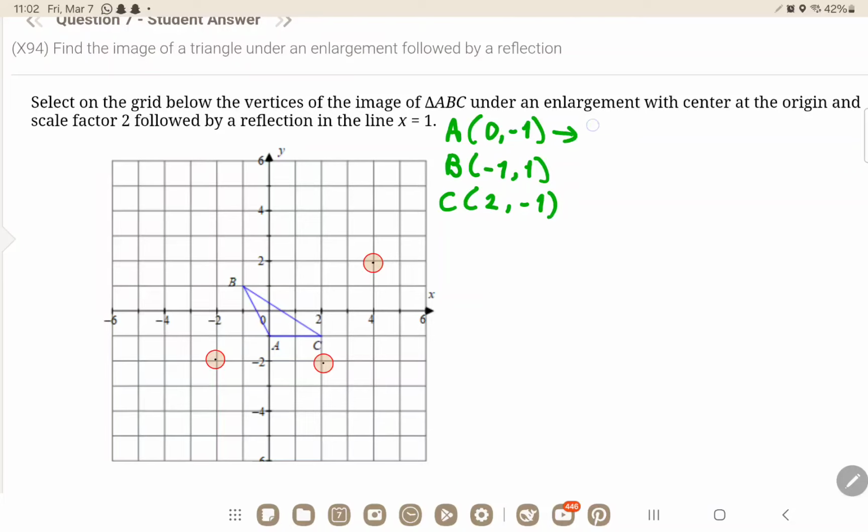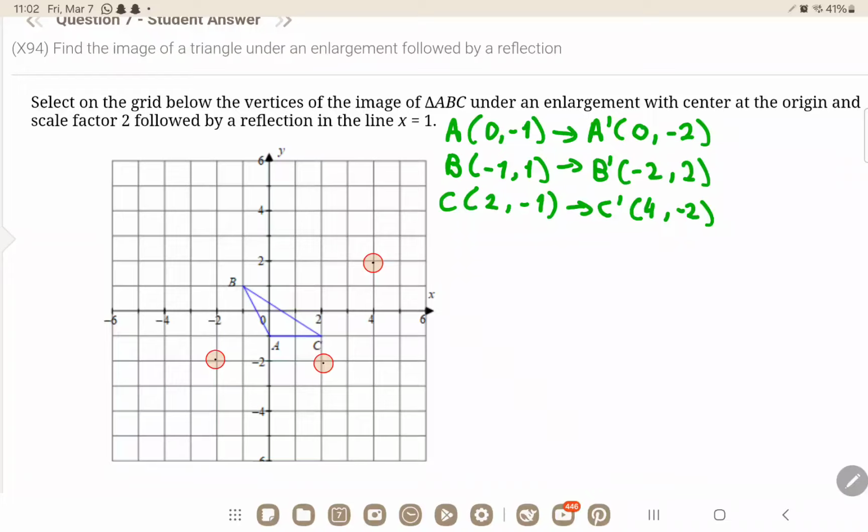So it's gonna become A prime, which is 0 times 2 is 0, -1 times 2, -2. Now, B prime is -1 times 2 is -2, 1 times 2 is 2. C prime, 2 times 2 is 4, -1 times 2 is -2. These are our first set of points after the enlargement. Now we need to reflect it on the line x equals 1.